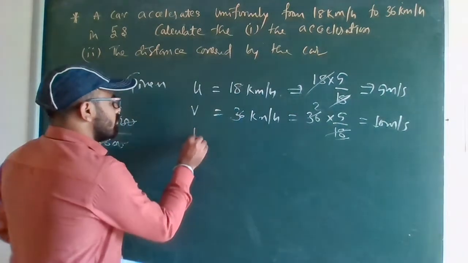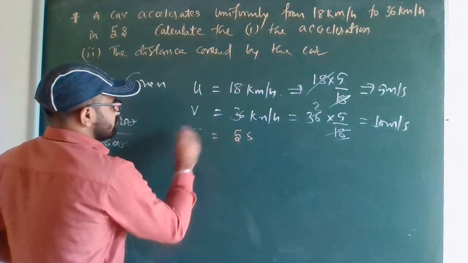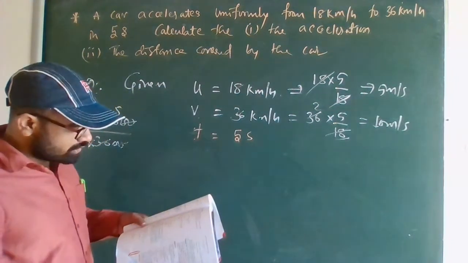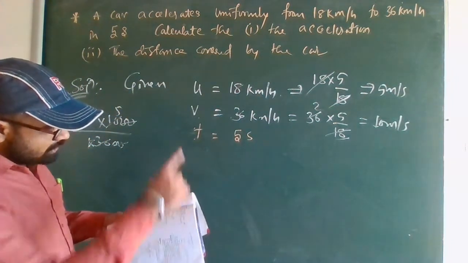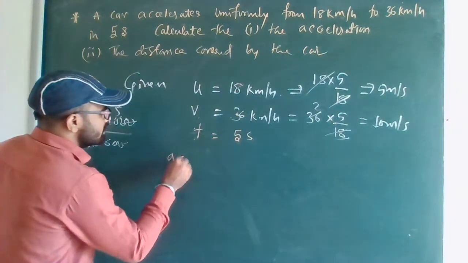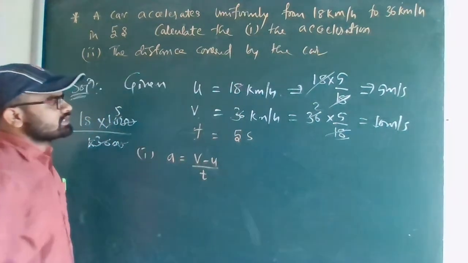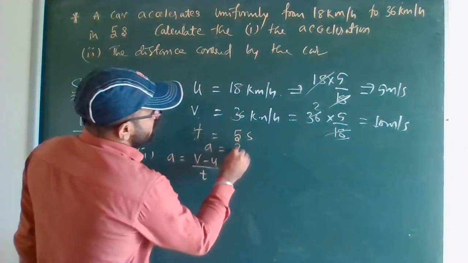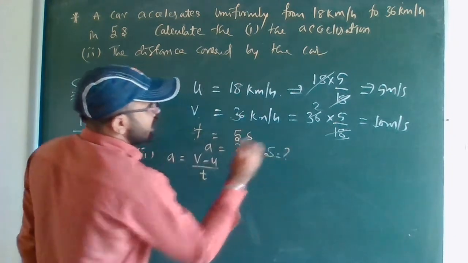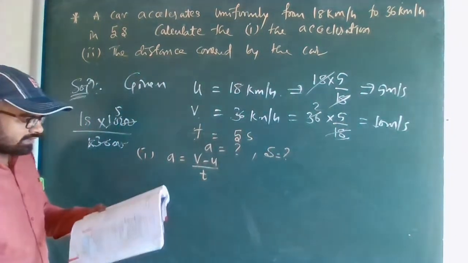Time they have given is 5 seconds. What I need to find out? I need to find out the acceleration and the distance covered, A and S. So A is equal to V minus U by T. First one, acceleration A is equal to... You can put a question mark here. A equal to what? S equal to what? So A is equal to V minus U by T.